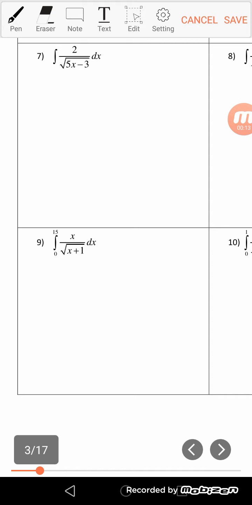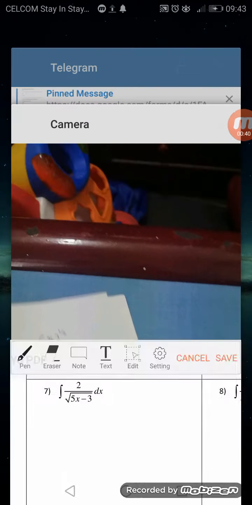Okay, now let us look into question number 9. In this question number 9, I have a mistake on the question. You are supposed to have the integral from 0 up to 15 of 1 over square root of x plus 1 dx. So I will show you the correction on a piece of paper. Let us have a look into it.